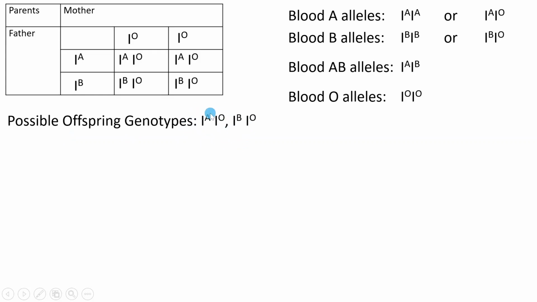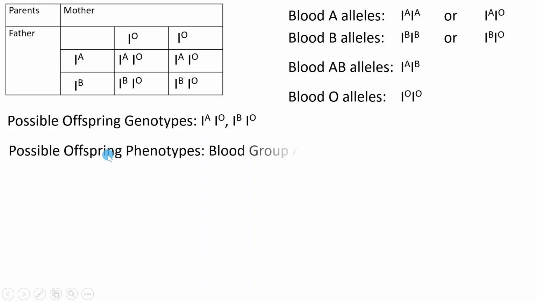So we are saying possible offspring genotypes are these. We have this one and this one. This and this are the same. That's why we have put just one. This one and this one are the same. We have just put one. Now, possible offspring genotypes: blood group A, blood group B. So this one is for blood group A. This one is for blood group B.